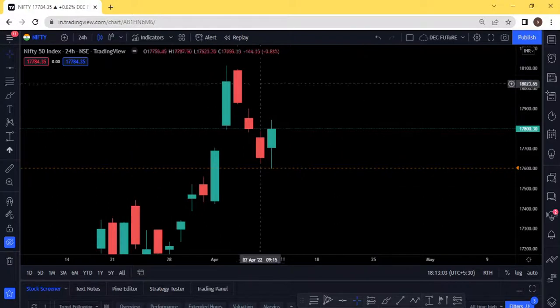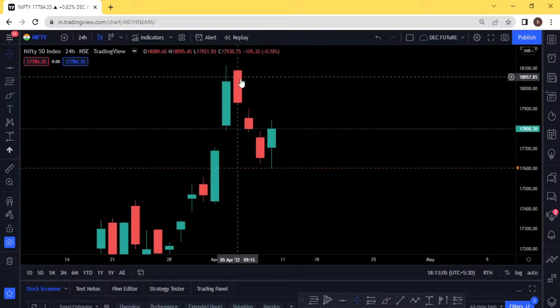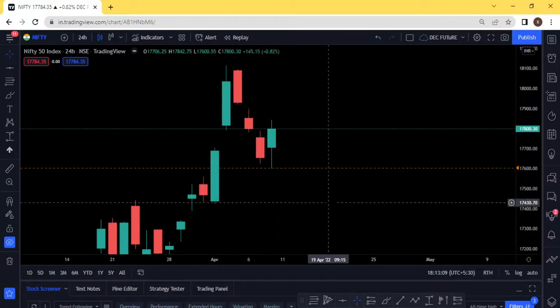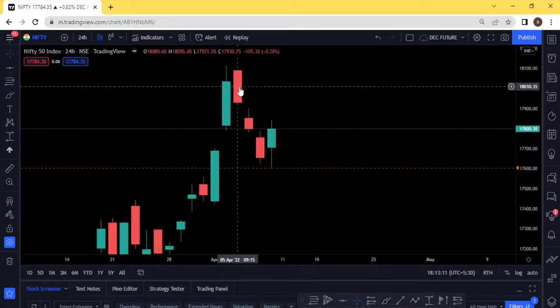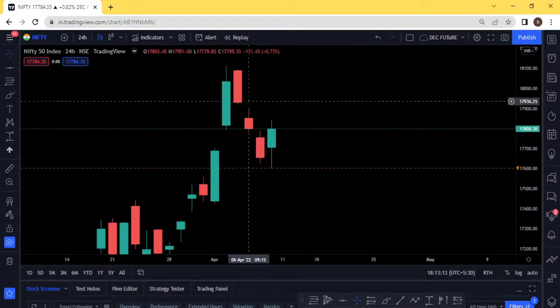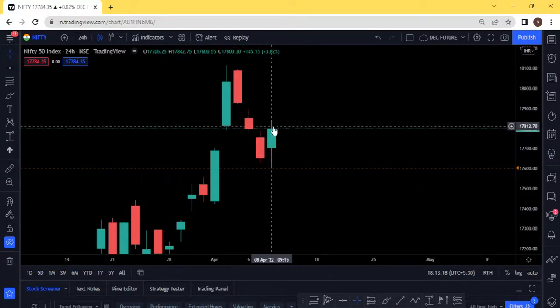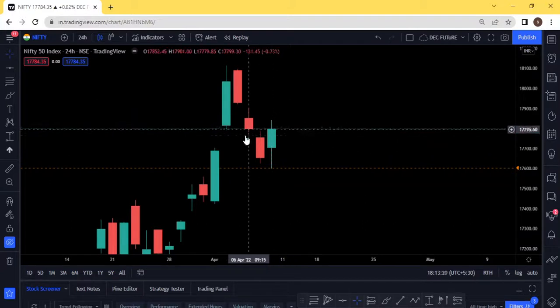Now if you see from last couple of days, 5th, 6th and 7th, we had a continuous downfall from the market, right? This is 1, 2 and 3. So there was a gap here, there was a gap here. On Friday, on 8th of April, the price tried to cover the first gap that was created, right?